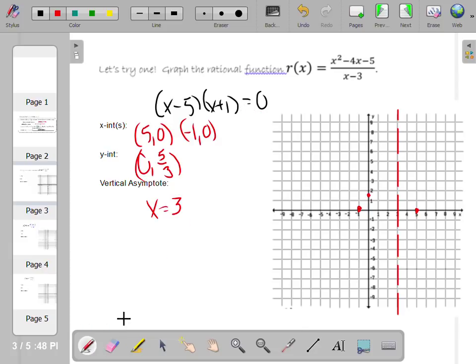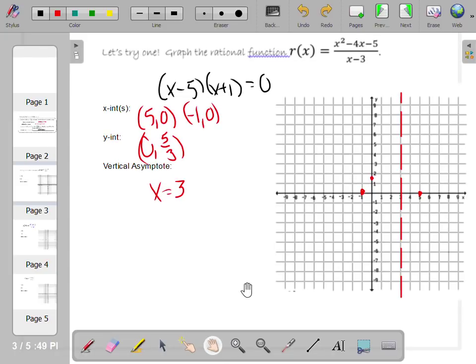Now, there is no horizontal asymptote, and I know that because the degree here is 2 and the degree there is 1. So since the numerator has a higher degree, it's a slant asymptote. So what we're going to have to do is long division. I'm going to take x squared minus 4x minus 5, and I'm going to divide x minus 3 into it.